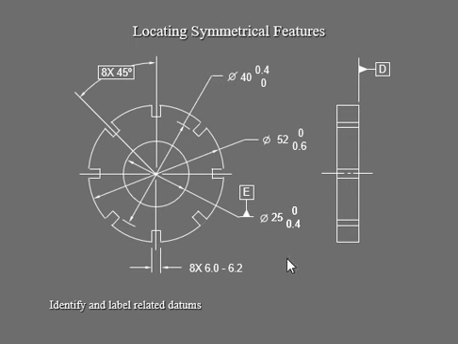All right, then we go into identifying and labeling the datum. So we have right here D, and we have another one, E.